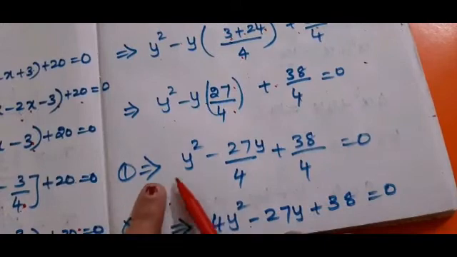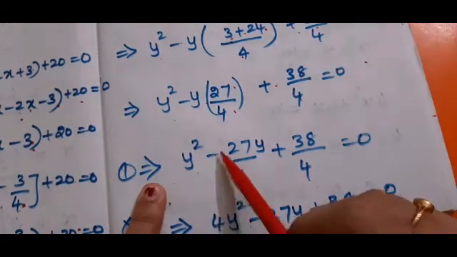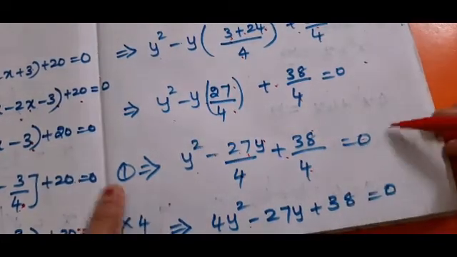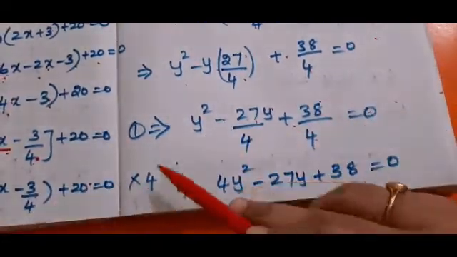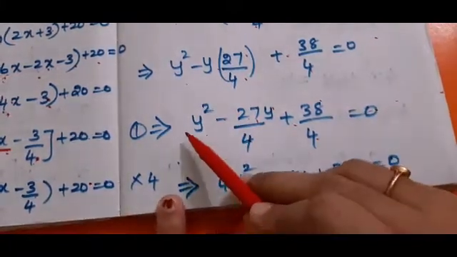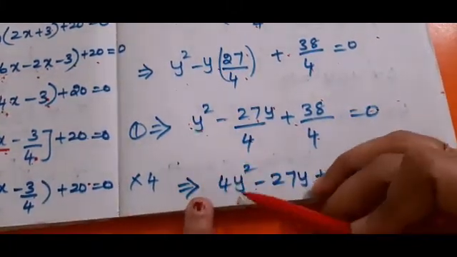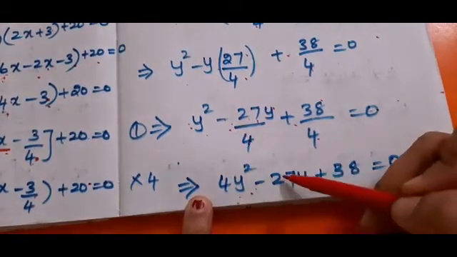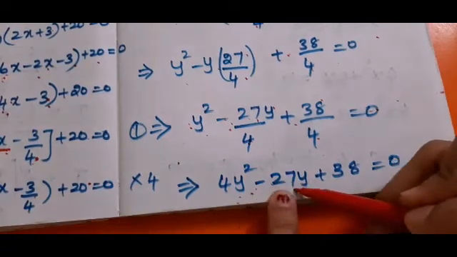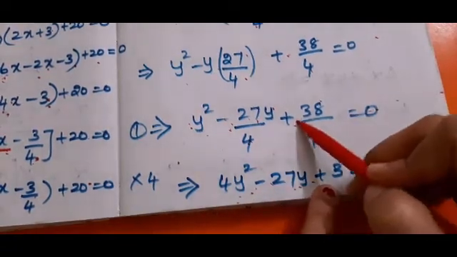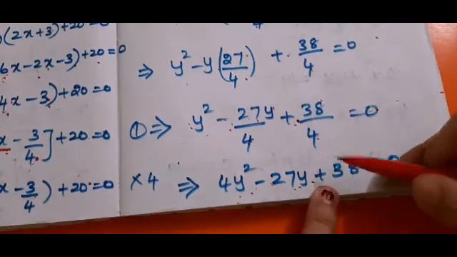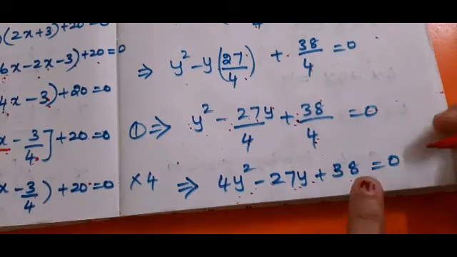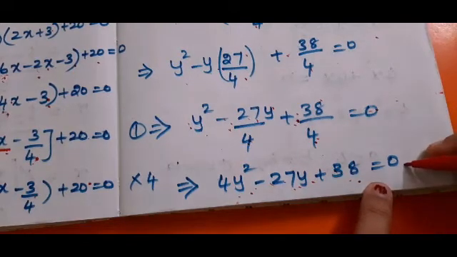So, the first equation will become y square minus 27y by 4 plus 38 by 4 is equal to 0. I can multiply by 4 on both sides. If I multiply by 4, here I will get 4y square. Multiplying this term by 4, the 4 and this 4 will be cancelled, so I will get simply minus 27y. Then this term times 4, the 4s cancel, and I will get 38. If I multiply 0 with 4, I will get 0.